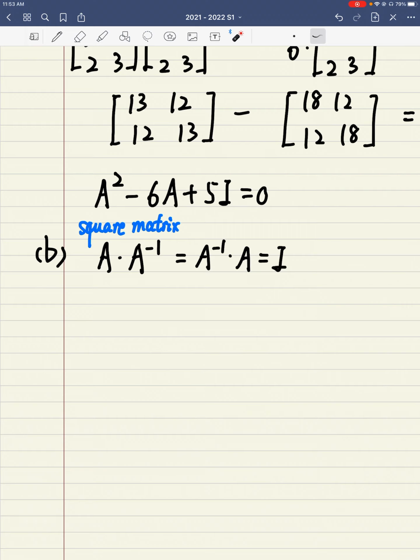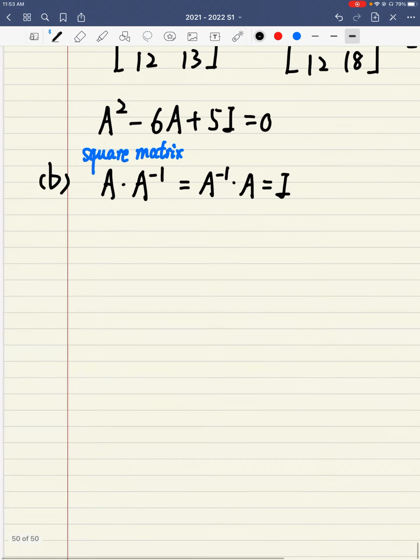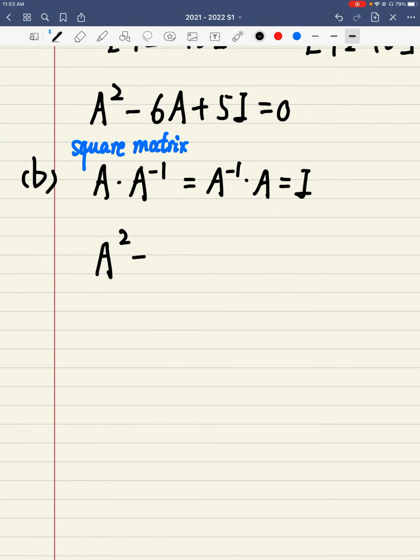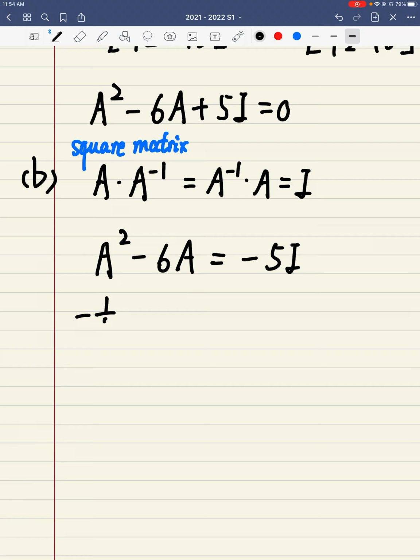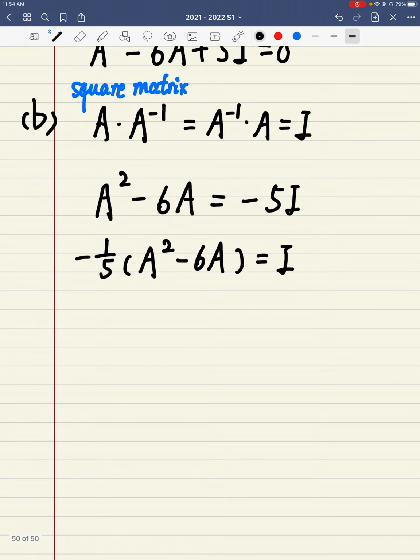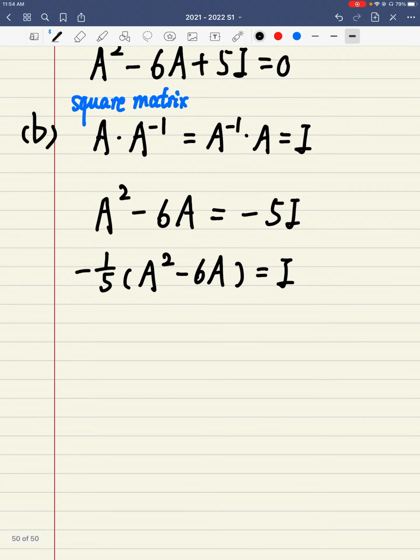Okay, so let's see. On the left-hand side, here we have 5I, so we can just move 5I to the right-hand side. Then we want the right-hand side to be just I, so we divide both sides by negative 5. Then here is the tricky part. It's A times something, so we want to extract A here. We want to put A outside.